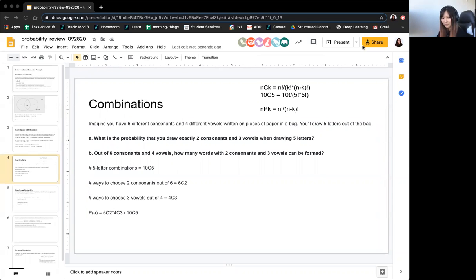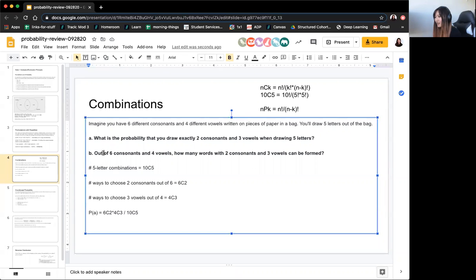All right. Okay, so next question. Out of 6 consonants and 4 vowels, how many words with 2 consonants and 3 vowels can be formed? Which I think we actually already did. Out of 6 consonants and 4 vowels, how many words with 2 consonants and 3 vowels can be formed? So we've already sort of gotten started on this question.